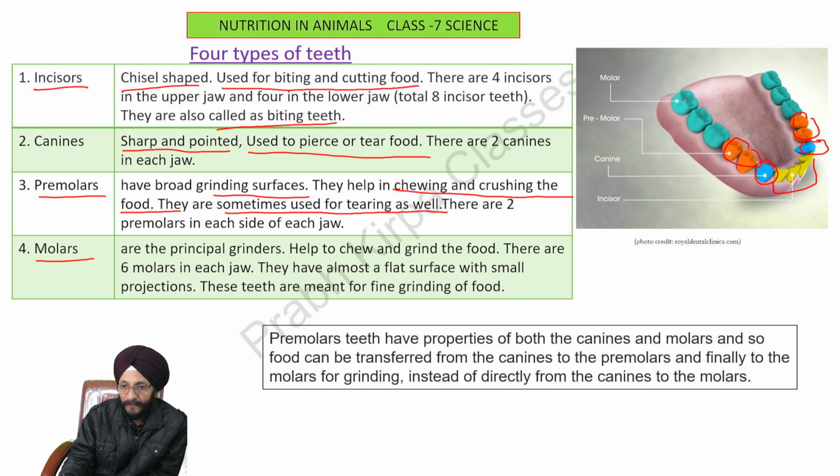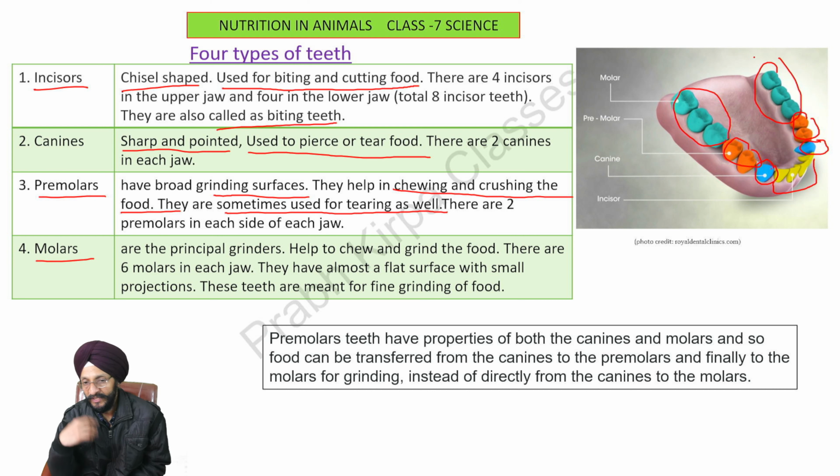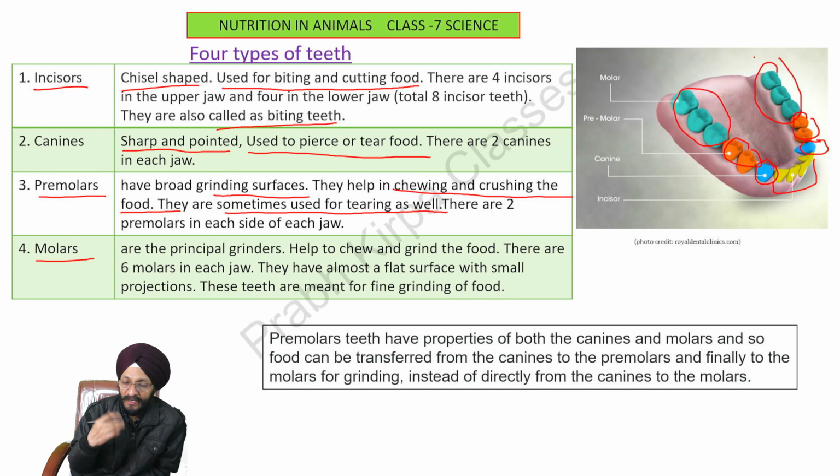Molars. You can see three on one side of the jaw, three on the other side of the jaw. That is six in the lower jaw, and in the upper jaw there are also six molars total. 12 molars in our mouth. They are principal grinders. They help to chew and grind the food. They have almost a flat surface with small projections. These teeth are meant for fine grinding of food.